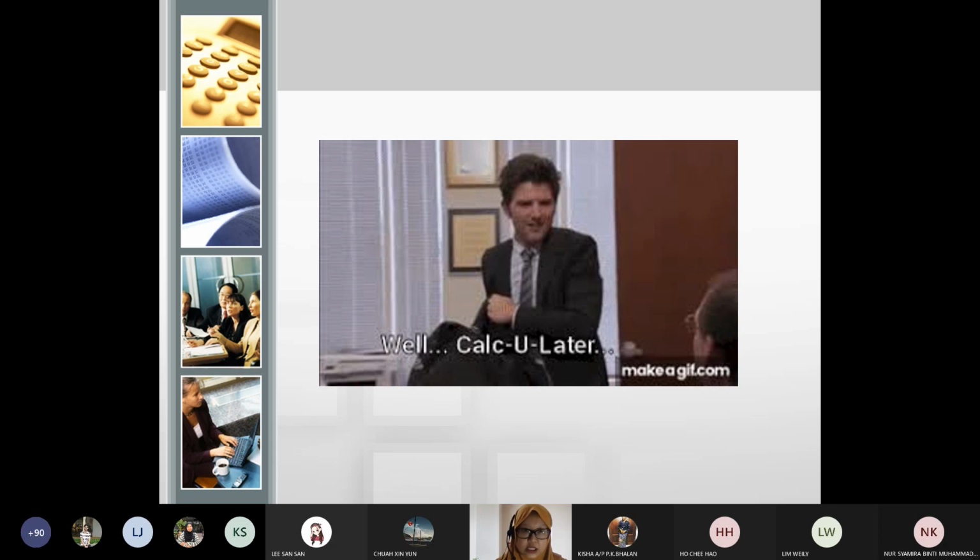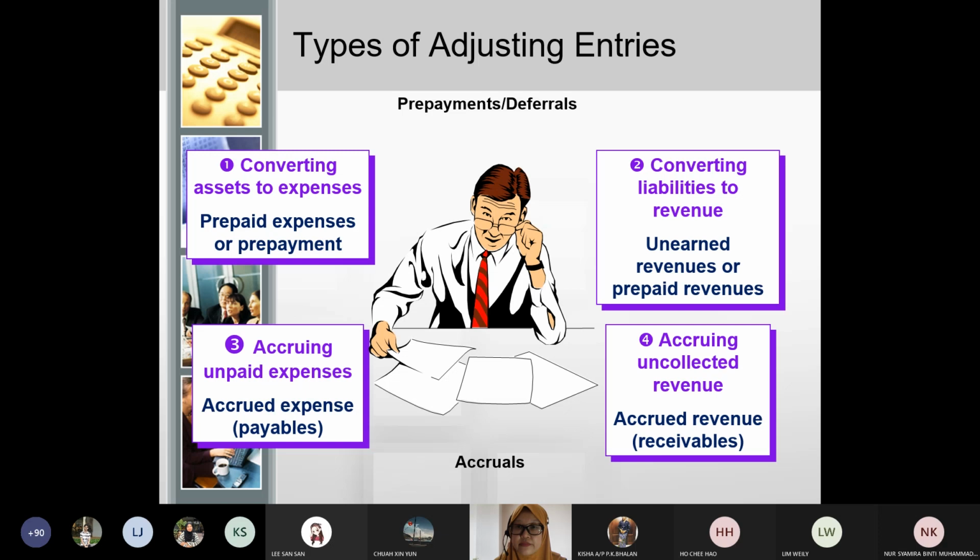So can you all see our last slide on your screen now? Yes, doctor. Right. So basically there are two broad categories of adjustment. One is prepayments, or we call it deferrals. Another category is accruals.